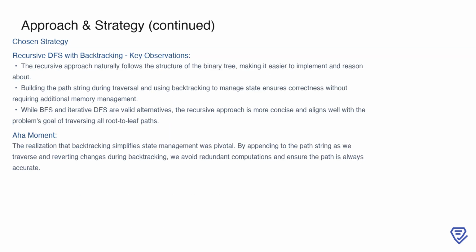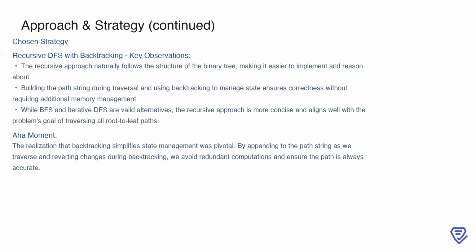Among these options, we chose the recursive DFS approach with backtracking as our preferred strategy. This decision was based on a few key observations. First, recursion naturally mirrors the hierarchical structure of a tree, which makes the implementation simpler and more intuitive. By building the path string during traversal and using backtracking to revert changes when moving back up the tree, we maintain accuracy without additional memory management overhead.